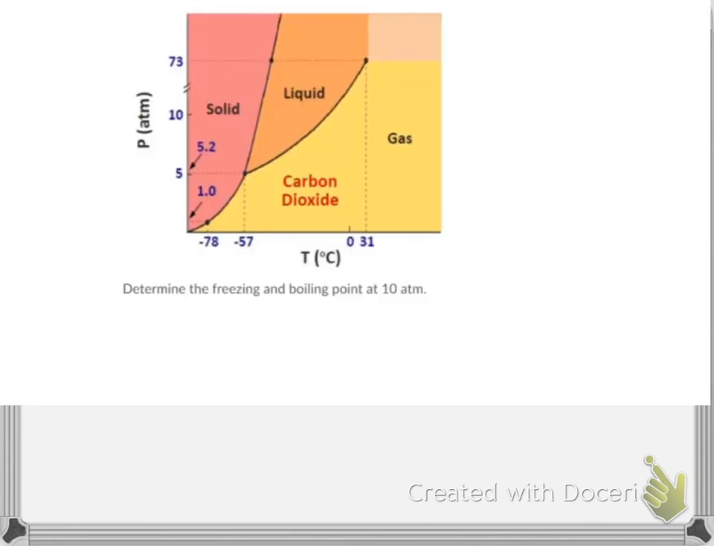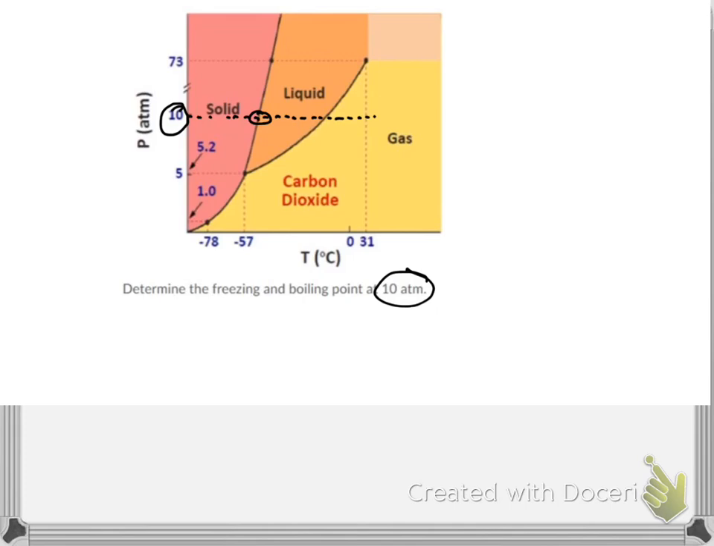Okay, so now we're going to get some quantitative information from the phase diagram: determining the freezing and boiling point at 10 atmospheres. The first thing we do is identify 10 atmospheres. Where's 10 atmospheres? It's here. Now we draw a horizontal line, and where it intersects the solid-liquid line, that is where melting is going to occur. Where the line intersects the liquid-gas interface, that is where boiling, or vaporization, is going to occur.